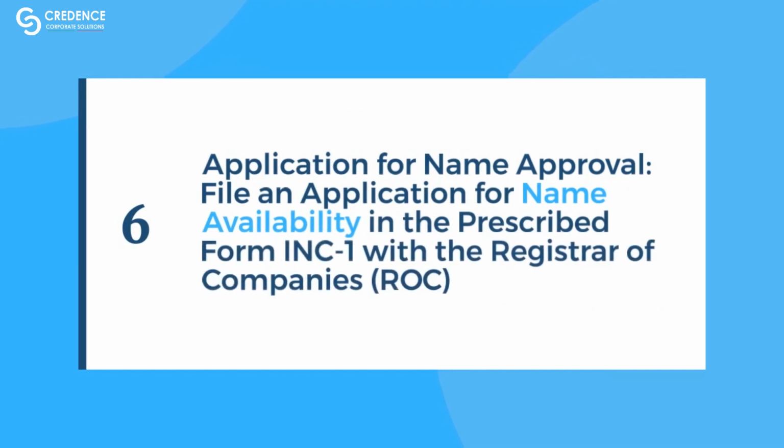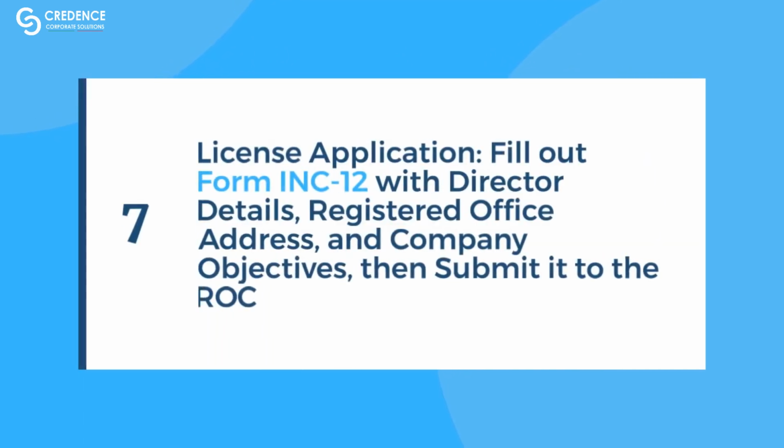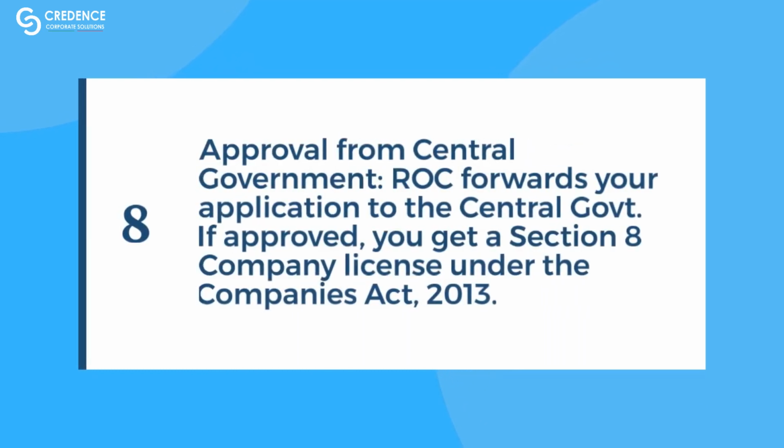6. Application for name approval. File an application for name availability in the prescribed Form NC1 with the Registrar of Companies, ROC. 7. License application. Fill out Form NC12 with director details, registered office address, and company objectives, then submit it to the ROC.